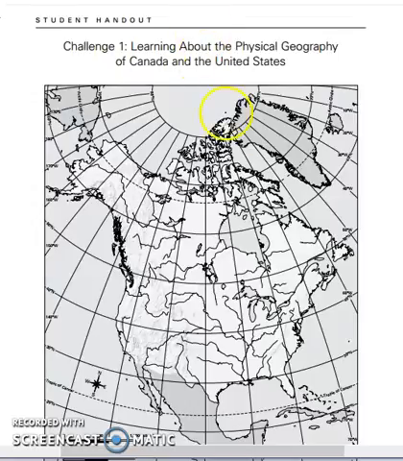Okay, hey you guys, I'm just showing you right now the handouts that you're going to get from the sub today. There's one called Student Handout Challenge 1, learning about the physical geography of Canada and the United States. And this handout, as you can see, is a blank physical feature map of the United States and Canada. And so you'll see just rivers, lakes, oceans, and the outline of the landforms on here. You will not see any political regions like states or countries.